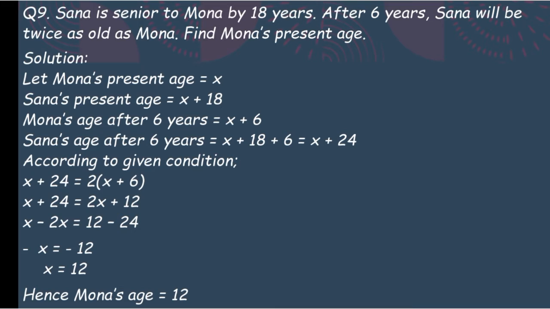Now we have to find the value of x, so shift this 2x towards the left hand side and shift this 24 towards the right hand side. Now subtract this 2x from x and you get minus x, and subtract this 12 from 24 and you get 12, and the sign will be minus. Now x equals 12 because both signs got cancelled. Hence Mona's age equals 12 years. Mona's current age is 12 years.